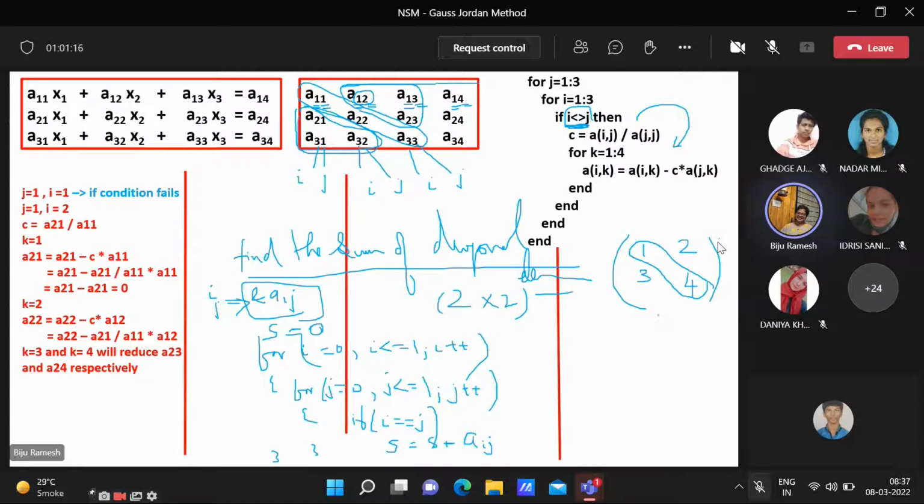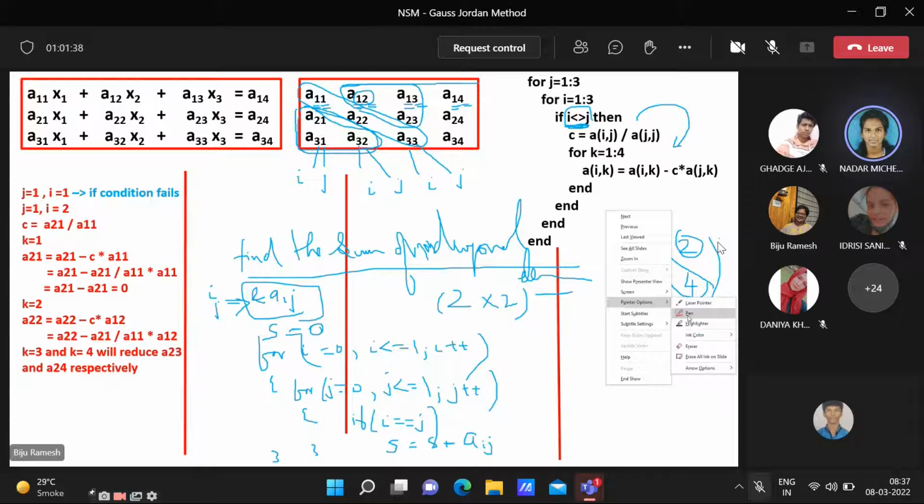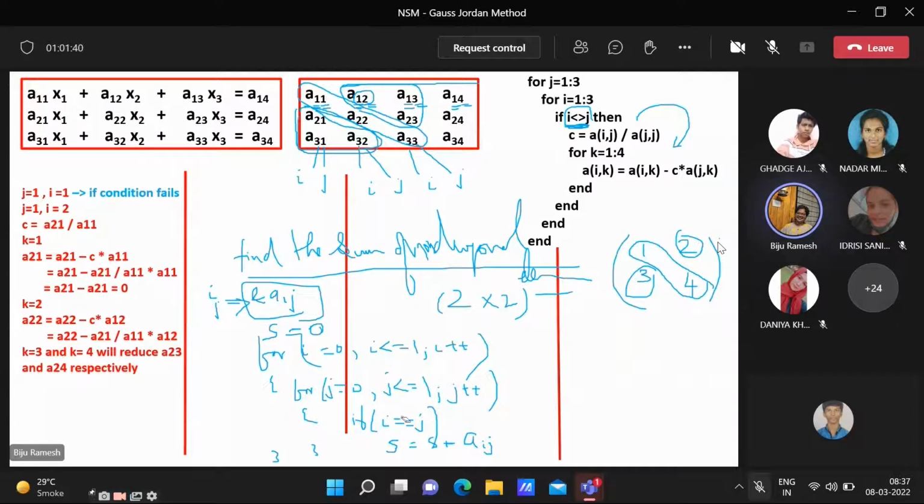Suppose I say find the sum of 3 and 2, the non-diagonal elements. What will I write here? What is the change I should make? I is not equal to J. So I only have to say I is not equal to J. Done.